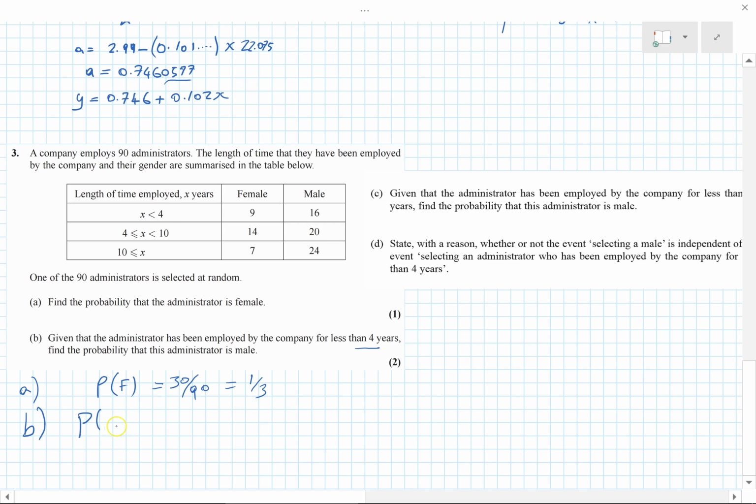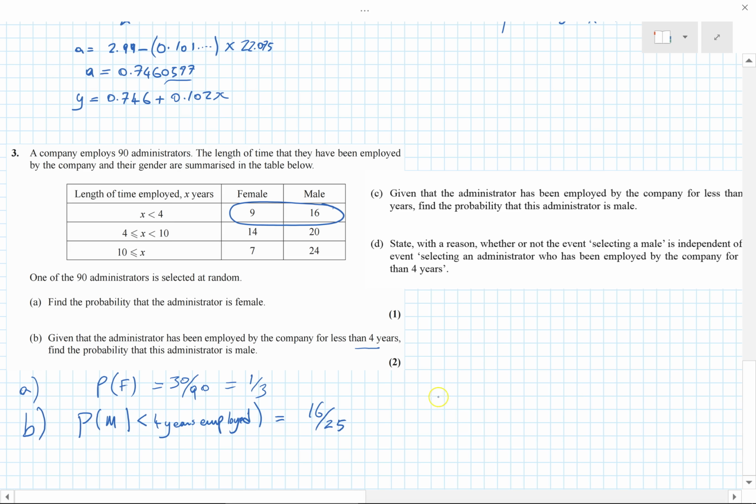So we've got the probability that they're male, given that they're less than 4 years employed. Looking at it, rather than use a formula, there's only 25 of these people that are employed for less than 4 years, of which 16 of them are male. So we can just do 16 over 25.